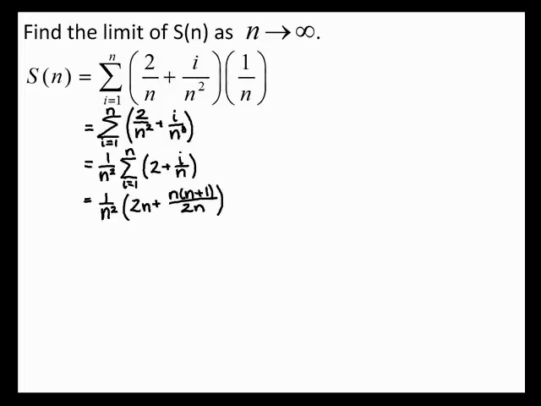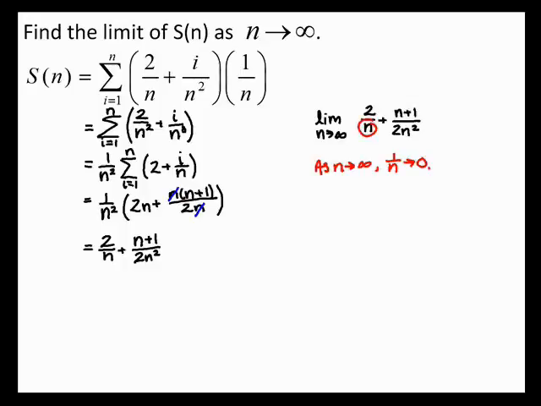Simplify 1 divided by n squared times the quantity 2n plus n times n plus 1 divided by 2n, and simplify. Set up the limit of s of n as n approaches infinity. You know that as n goes to infinity, 1 divided by n goes to 0, and as n goes to infinity, 1 divided by n squared goes to 0. Substitute 0 in for 1 divided by n and 1 divided by n squared. You find that the limit of s of n is equal to 0.